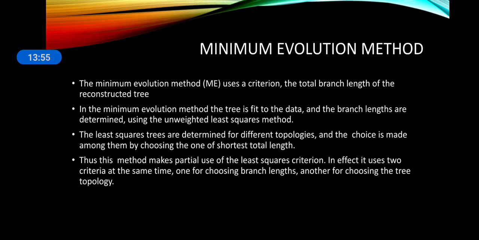Here you partially make use of the least square criterion, so it is actually using two criteria at the same time. One is for choosing the branch lengths, where we choose the shortest total length, and another is the choosing of the tree topology. So that is the minimum evolution method.